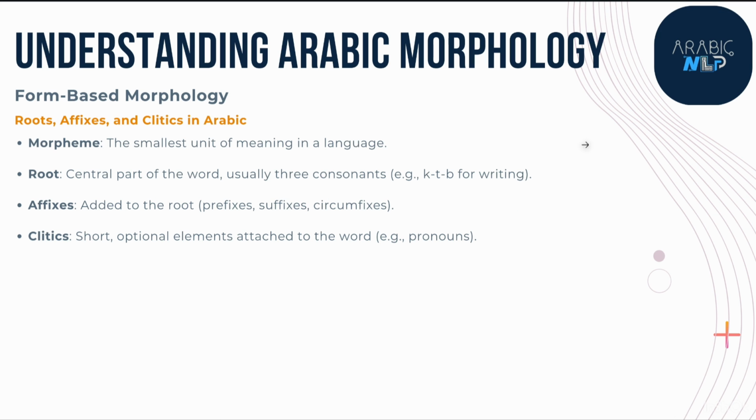So this is just some definitions to be familiar with: the morpheme, which is the smallest unit of meaning in a language, and the root, which is the central part of the word.